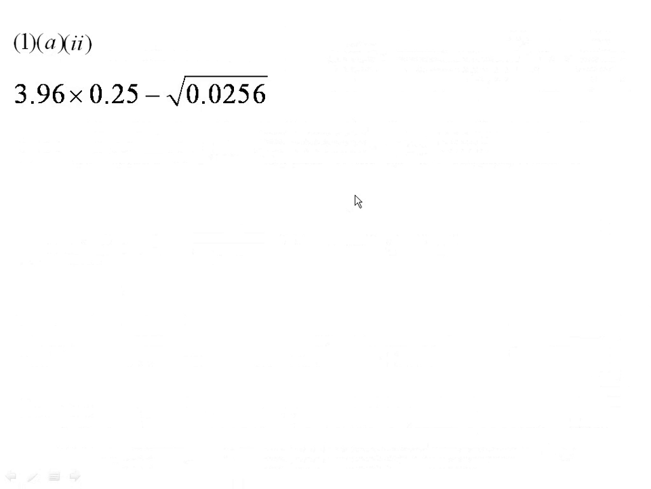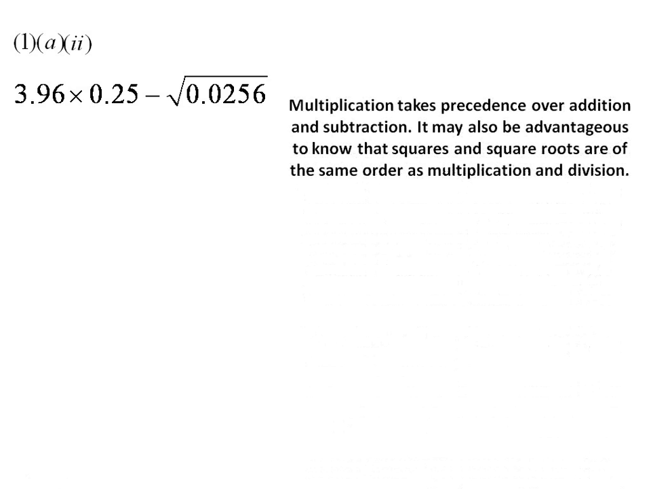There we have our arithmetic expression, which we need to express as a single number, or we are required to simplify that expression. What do? Multiplication takes precedence over addition and subtraction. It may also be advantageous to know that squares and square roots are of the same order as multiplication and division.